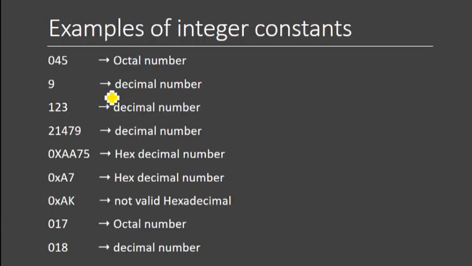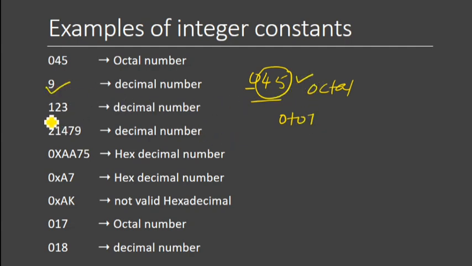Okay, so we'll see some integer constants. So 045, it is an octal number. Octal numbers should start from 0 and should contain digits up to 7 only. So 45 comes under 0 to 7 only, so it is a valid octal number. And 9 is a decimal number, okay. 123 is also a decimal number because it is not starting from 0. And 21479, since 9 is not in the octal system, hence it is a decimal number. Octal accepts only 0 to 7.